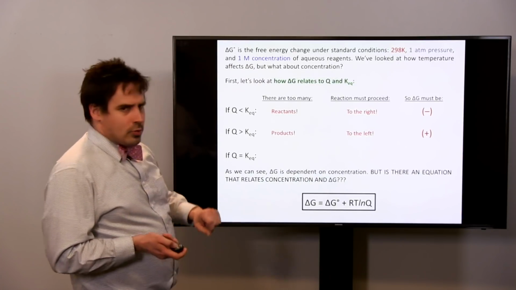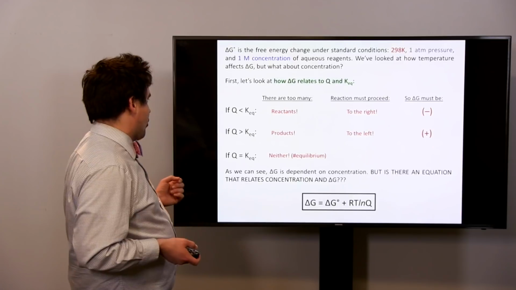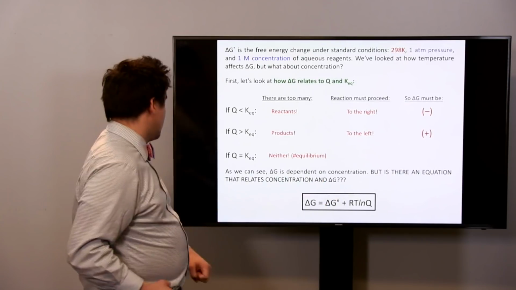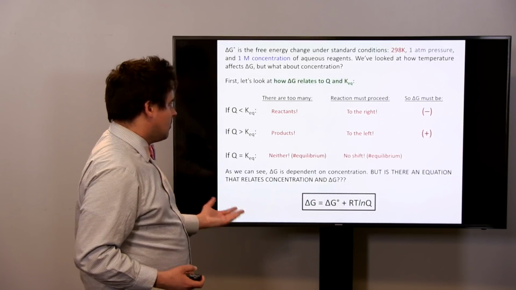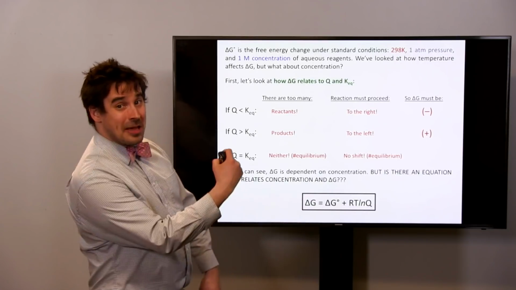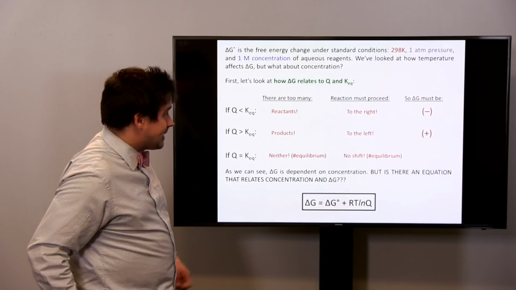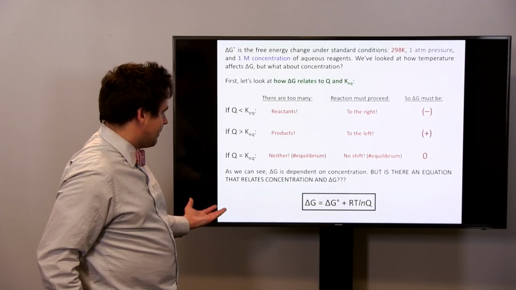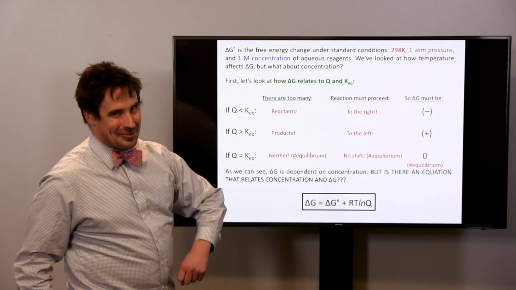Finally, what if Q equals K_eq? Well, we discussed this before. There's too many neither. Hashtag equilibrium. The reaction must proceed? Well, there's no shift. Hashtag equilibrium. And finally, delta G must be 0. No hashtag here. Aha! Hashtag equilibrium.